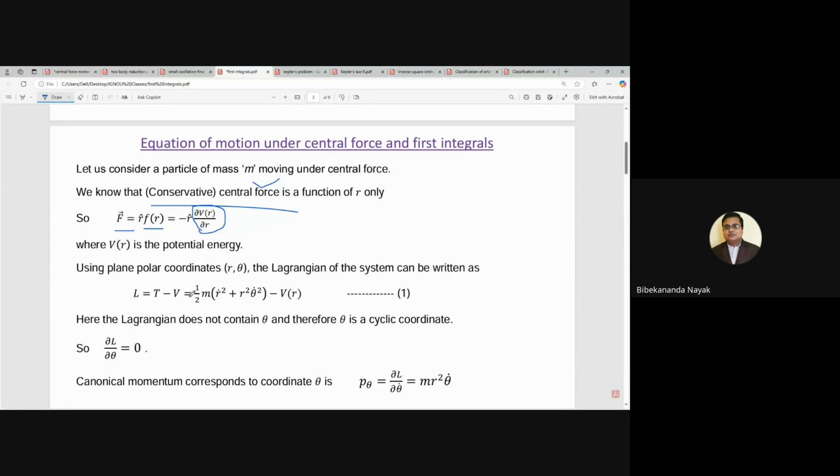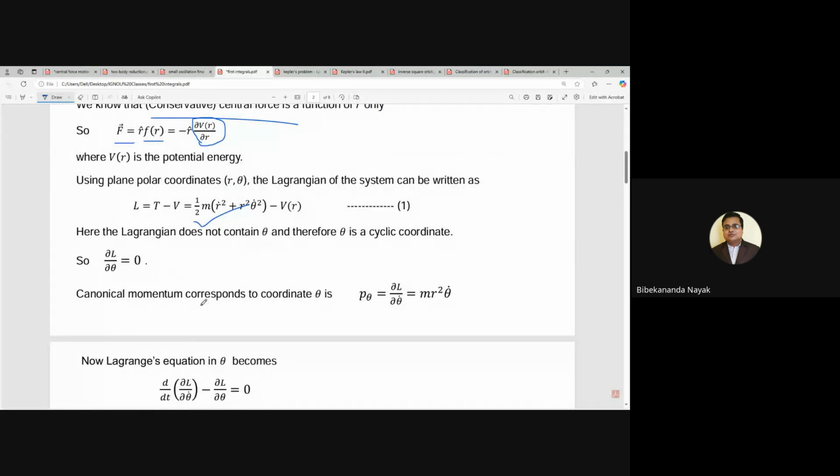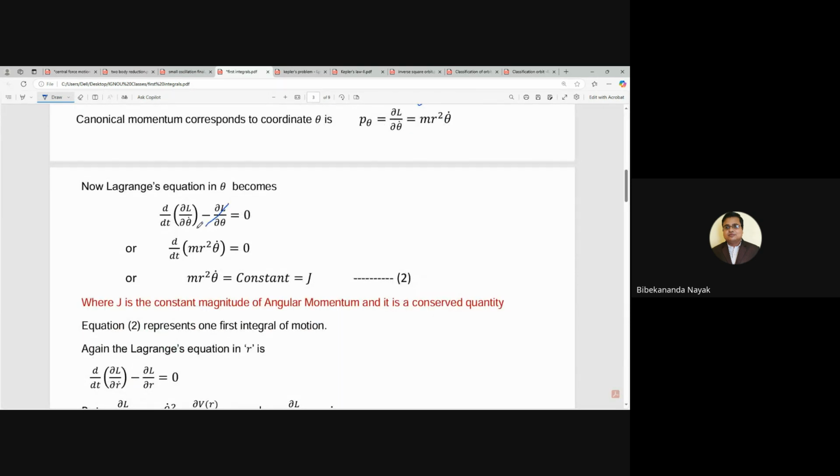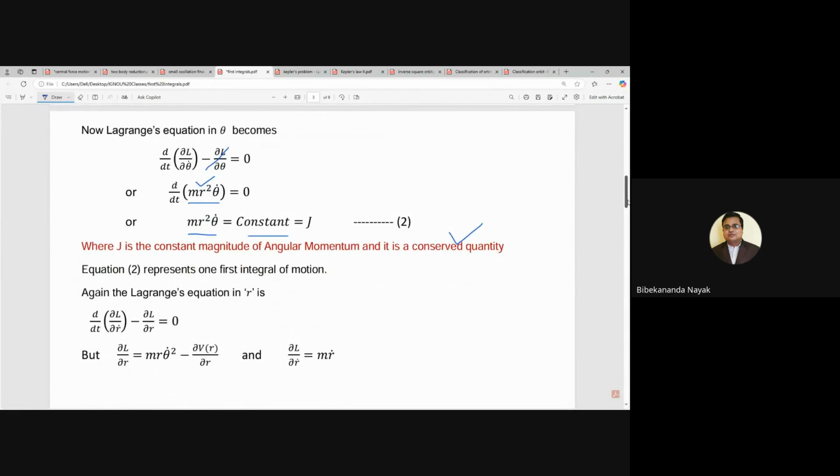Okay. Now come to the Lagrangian, we know it. This one, where theta is a cyclic coordinate. So the corresponding momentum is a conserved quantity, p theta. p theta is equal to del L by del theta dot. We know the formula: m r square theta dot. Now Lagrange's equation in theta becomes, del L by del theta is 0, so only d by dt of m r square theta dot is equal to 0, which implies m r square theta dot is a constant. So J is the constant magnitude of angular momentum and it is a conserved quantity. Okay. We already know angular momentum is conserved for central force motion.